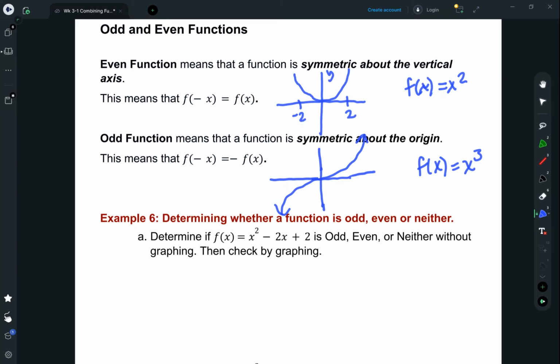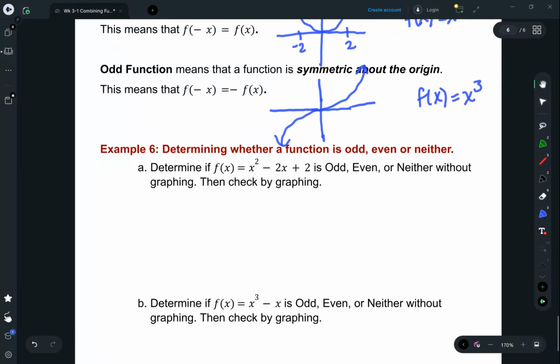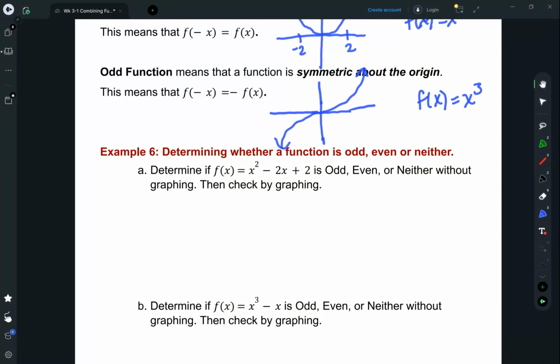I think about x cubed, and if you think about symmetric about the origin, it's like you fold it twice. So you fold it up, and then you fold it right, and you would see that those two would match. So let's think about how we determine if a function is odd, if it's even, and some functions are neither. So let's look at f of x equals x squared minus 2x plus 2 and decide if it's odd, even, or neither. And the way you check this is you just check f of minus x.